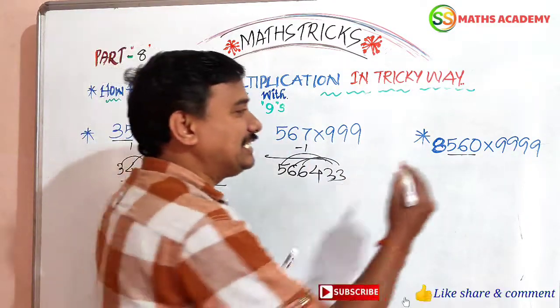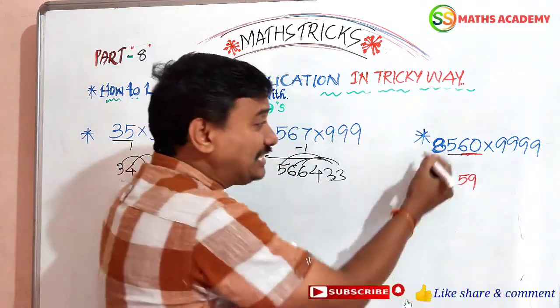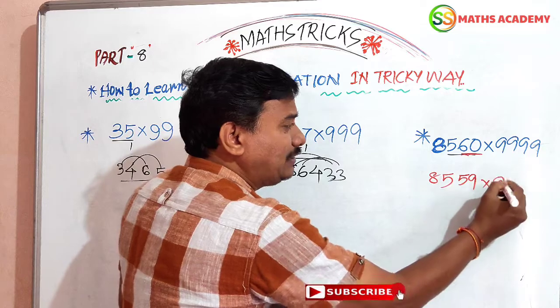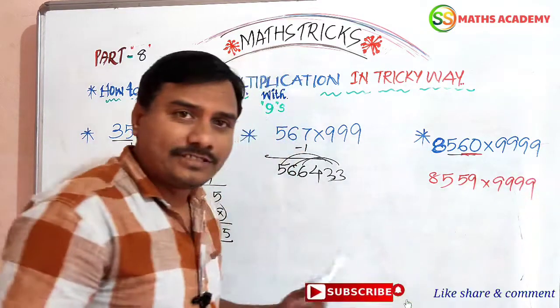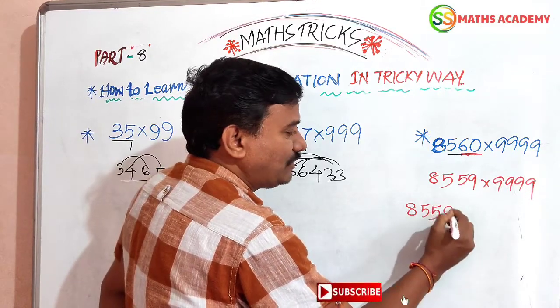What are the two digits here? 60. Now 60 minus 1 means 59. This number you should write as 85 59. Again, write the 4 nines. Simple. Now 8, 5, 5, 9.